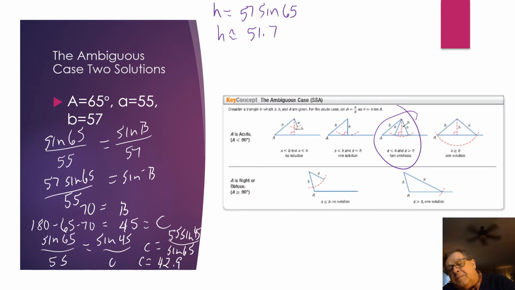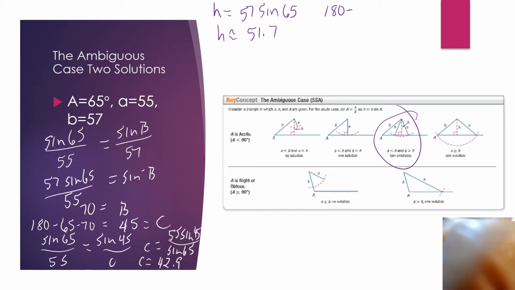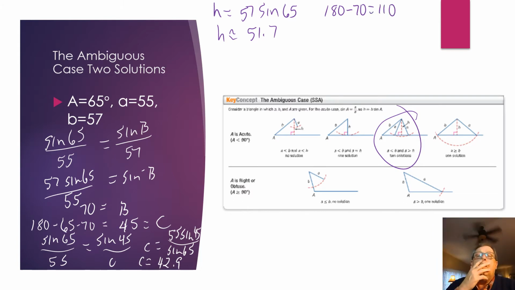And how much could it be if it is obtuse? Well, I can take my original finding for angle B and subtract it from 180. And in this case, angle B would be obtuse, and it would be 110 degrees. So angle B could also equal 110 degrees if it was not 70. Okay, well, now if it's 110 degrees, and angle A hasn't changed, it's 65.